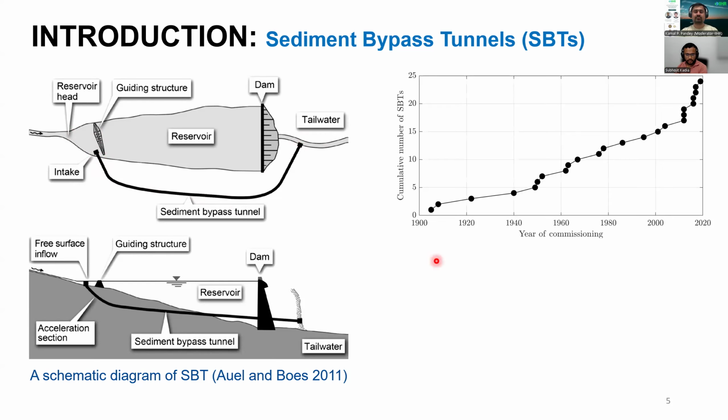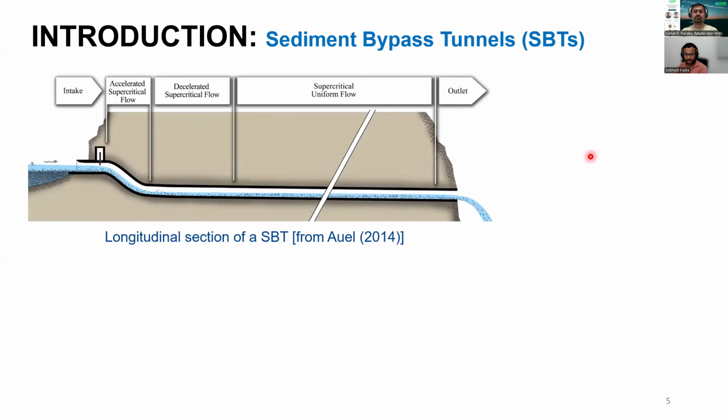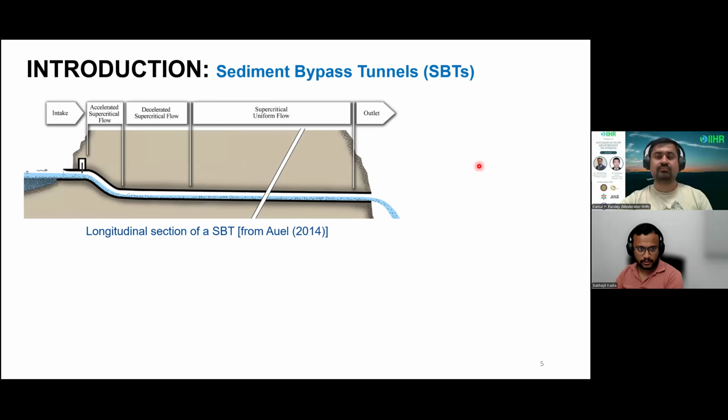I have also observed that the number of applications of sediment bypass tunnels has increased in the last decade, as you can see on the right-hand side. This is a longitudinal view of sediment bypass tunnels. After the intake, generally we have a steep accelerating section so that no sediment is deposited in the intake part. After that, we have a decelerating flow region, followed by a supercritical uniform flow condition. That is the longest part of the sediment bypass tunnel, and then we return the sediment-laden water at the outlet.